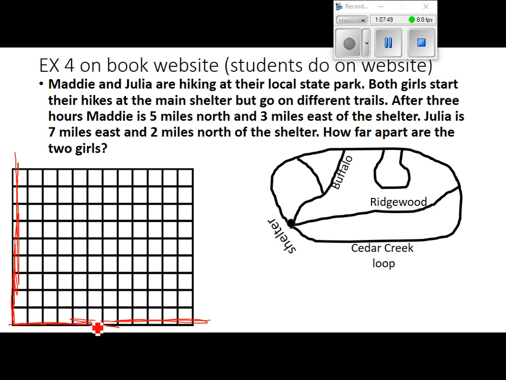Yes. And where are we going to put the shelter? Right there in the corner. Putting the shelter right there. Shelter. Now, how are we going to see where Maddie's at?